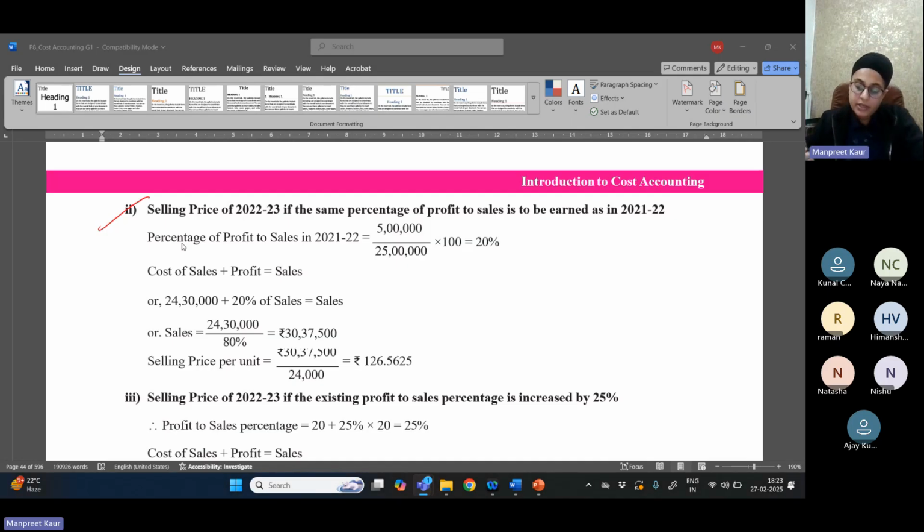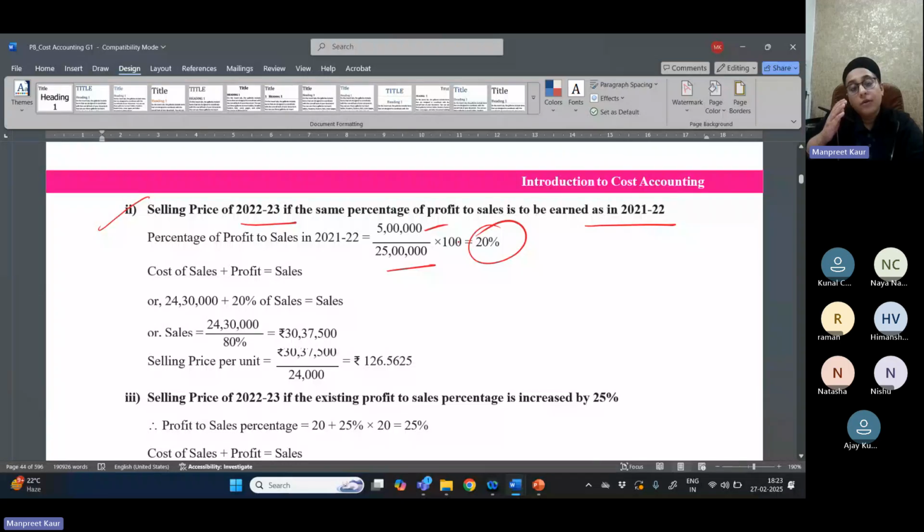Next is the selling price in the year 22-23 if the same percentage of profit to sales is earned as in 21-22. Percentage of profit to sales: sales is 25 lakh in the year 21-22. Profit is 5 lakh. Percentage is 20%. We have to earn the same percent profit in 22-23. Formula: sales is equal to cost of sales plus profit.